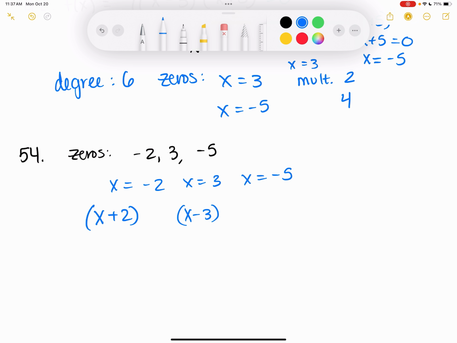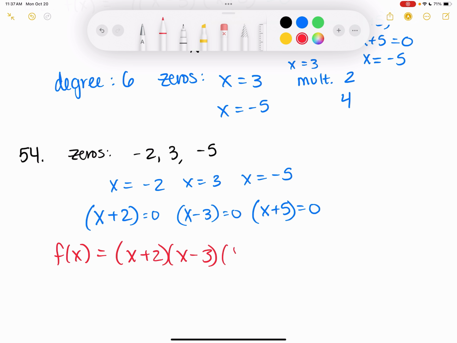And this one is x plus 5. So now I can take each of these things that were set equal to 0 and multiply them, to find the whole function. So f of x is equal to x plus 2 times x minus 3 times x plus 5. And then we just multiply and FOIL.